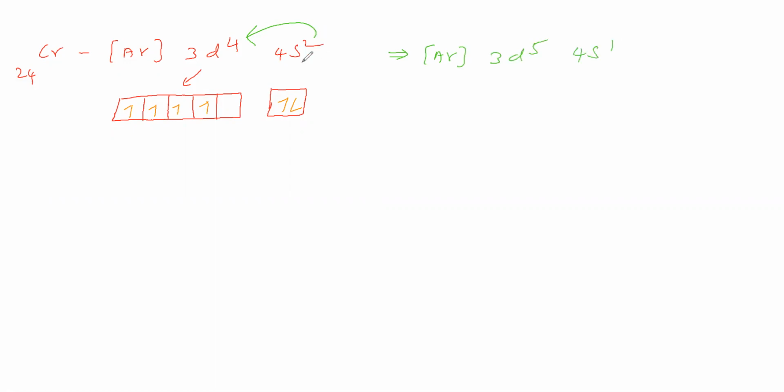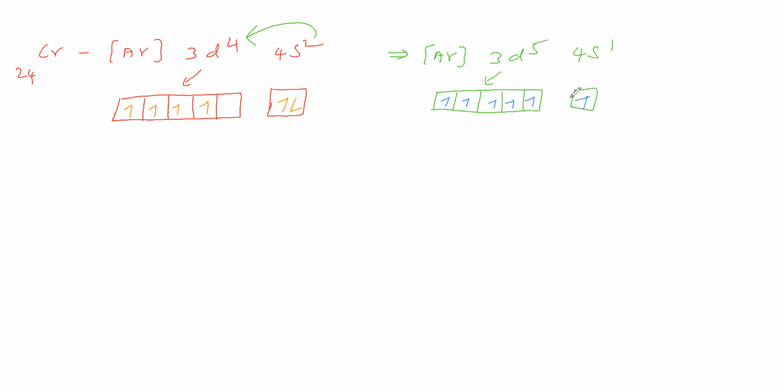From 4s, one electron jumps to 3d. Therefore the configuration becomes 3d5 4s1. Now 3d has 5 orbitals, which we write as 1, 2, 3, 4 and 5. 4s has 1 orbital. Let us fill the electrons in these orbitals. The 5 electrons we fill singly, with parallel spins, as we have written. 4s has 1 electron.